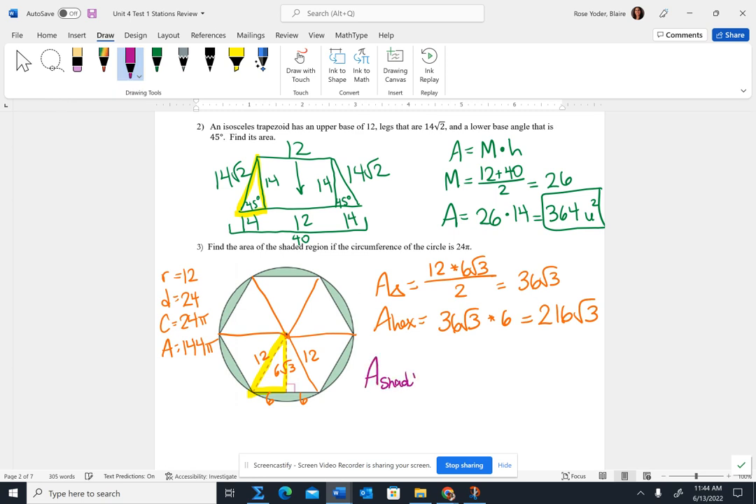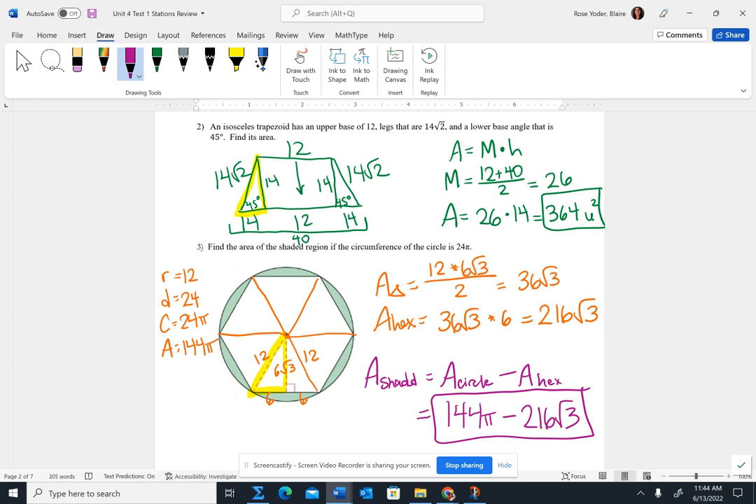All right, the area of the shaded region should be the area of the circle minus the area of the hexagon. So if we want to keep just an exact answer for our solution, the area of the circle is 144 pi, and the area of the hexagon is 216 root 3. If you want to, you can type that into your calculator and get a decimal answer, but I'm perfectly happy with that acceptable exact answer.